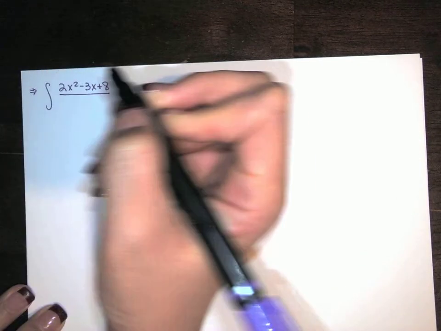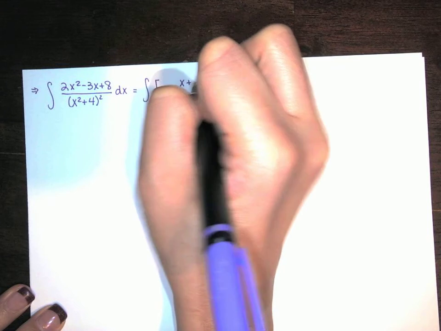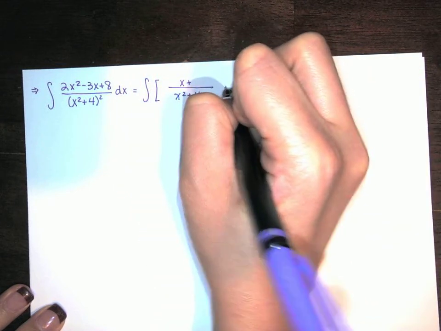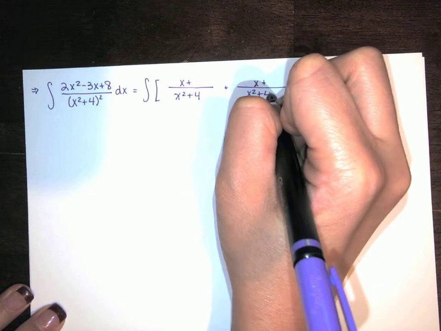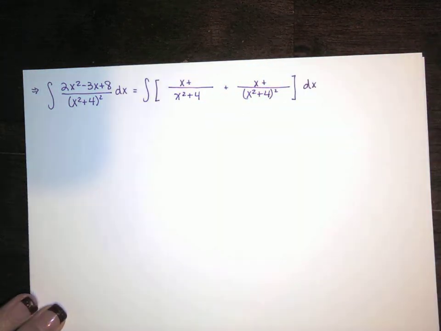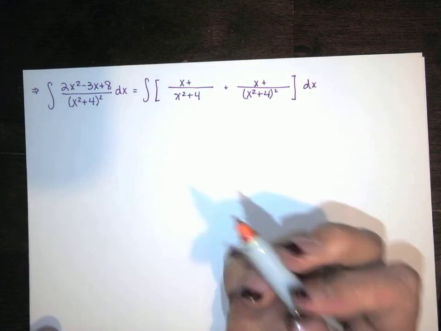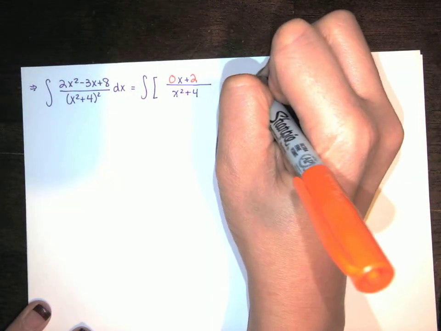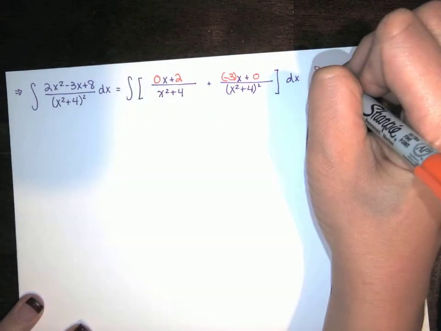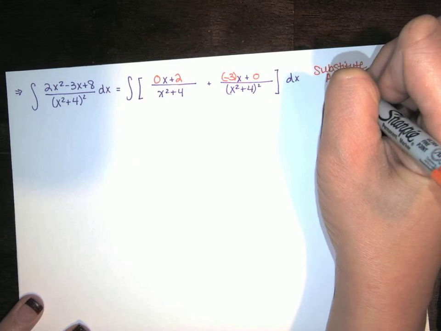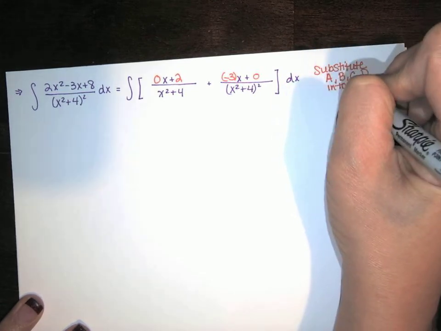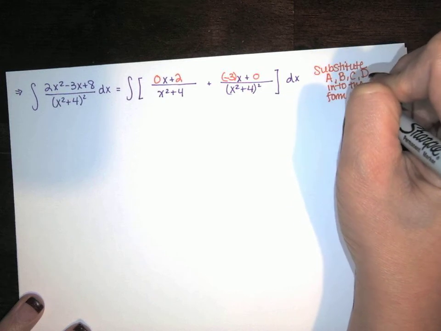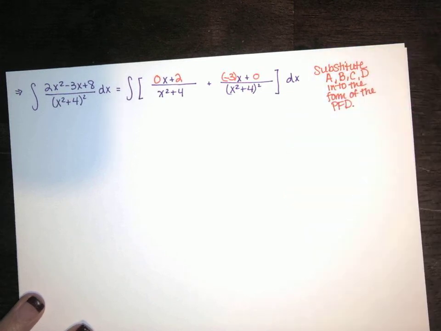So our original integral is equal to ax plus b over x squared plus 4 plus cx plus d over x squared plus 4 quantity squared, and it turned out that a was 0 and b was 2, so we're going to substitute those in, and c was -3 and d was 0. So you substitute those guys in and simplify. And of course, the last thing we do in this class is we anti-differentiate.